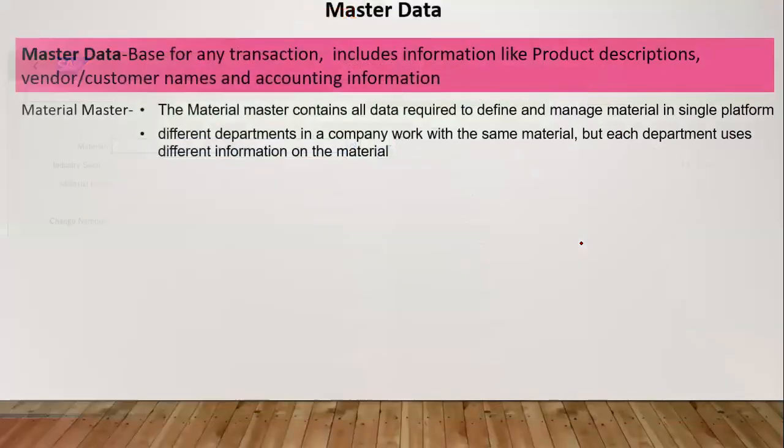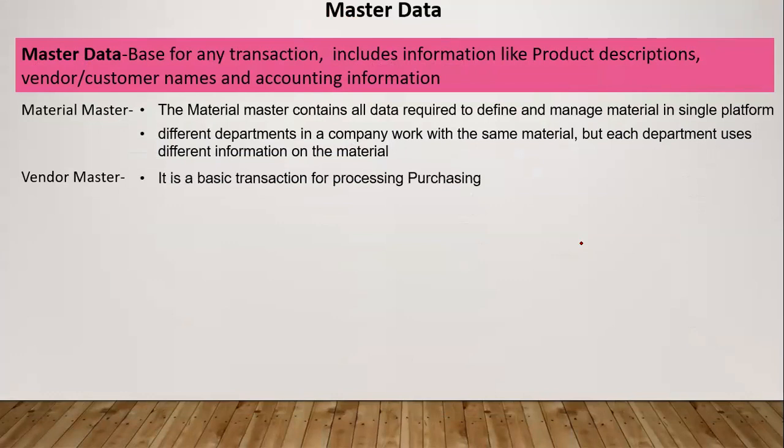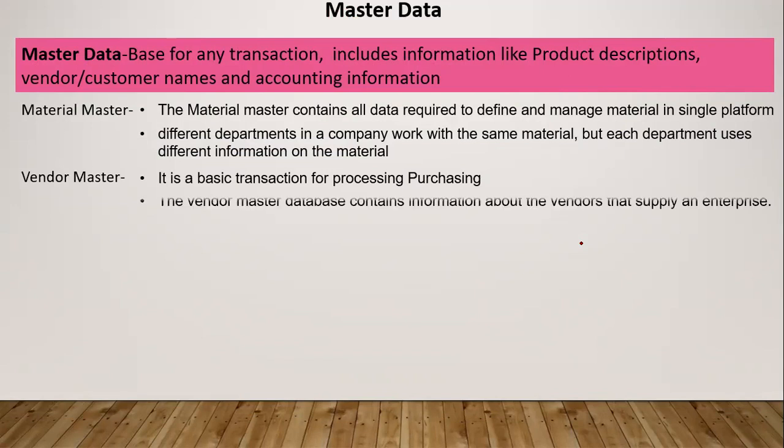Next, Vendor Master. Like Material Master contains all the information regarding material, in Vendor Master we record all the information regarding the vendor. It is the basic transaction for processing and purchasing, and the vendor master database contains information about the vendors that supply an enterprise.